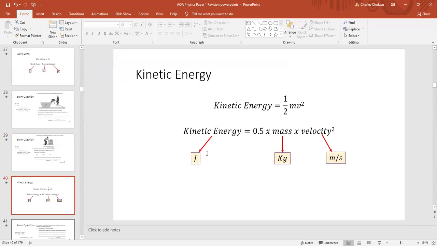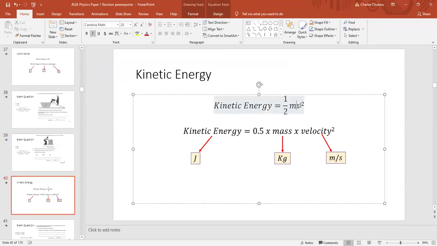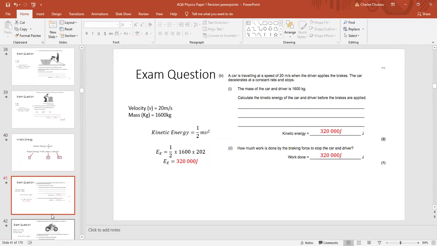So this is what I was telling you back then. I think you haven't seen it said that kinetic energy has velocity as part of its formula. Hence, it's always all about movement. Velocity squared, half times mass times velocity squared. So these are examples for kinetic energy.